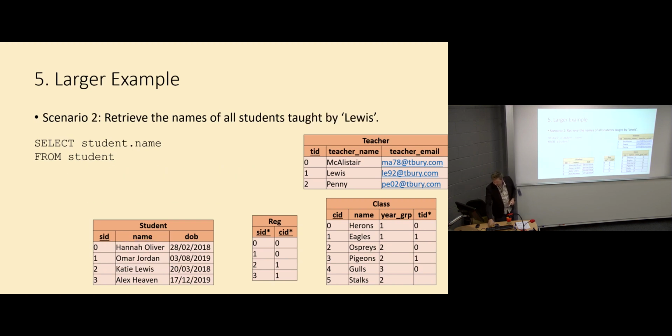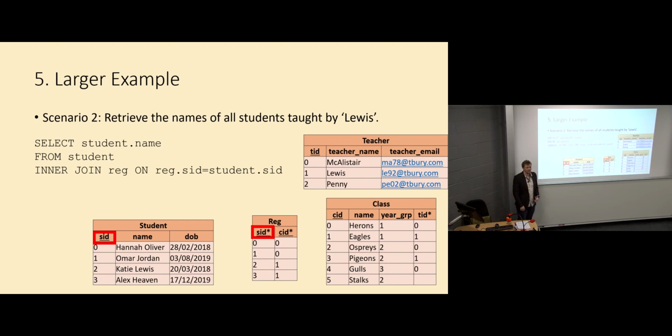No? Good. Number 2 then, retrieve the student name of all students taught by Lewis. So again, we have select student.name from student. What's going to be our first line here? In a join, good. Student. Next one? Inner join again, and the third one.